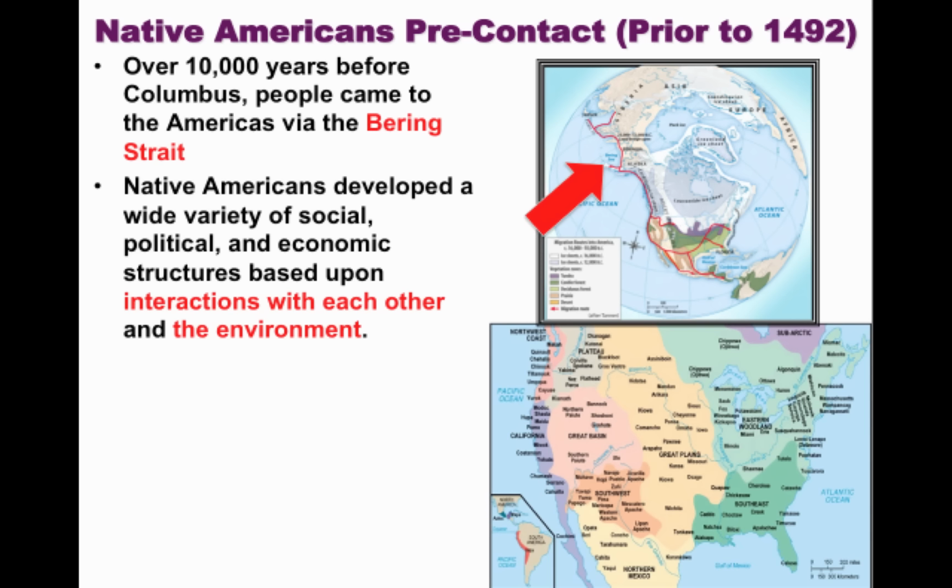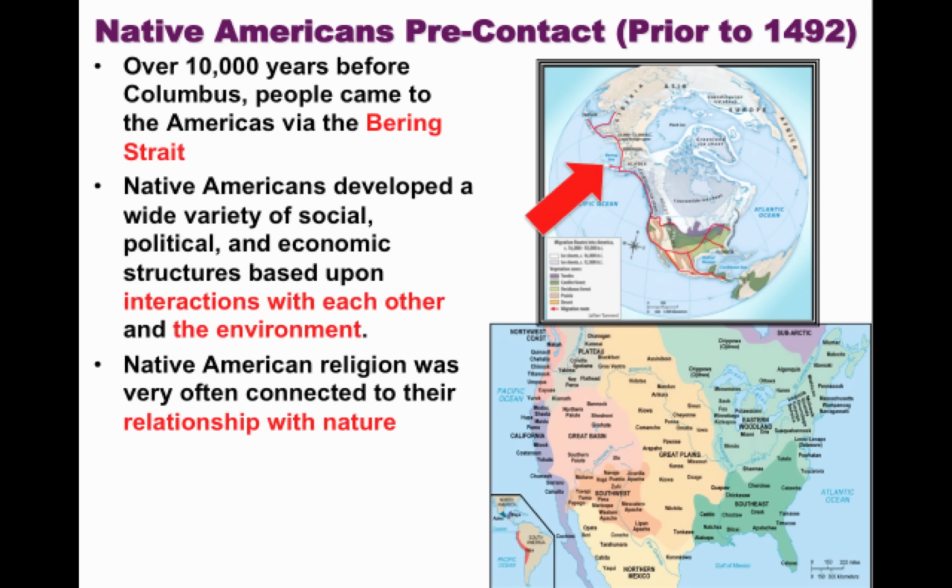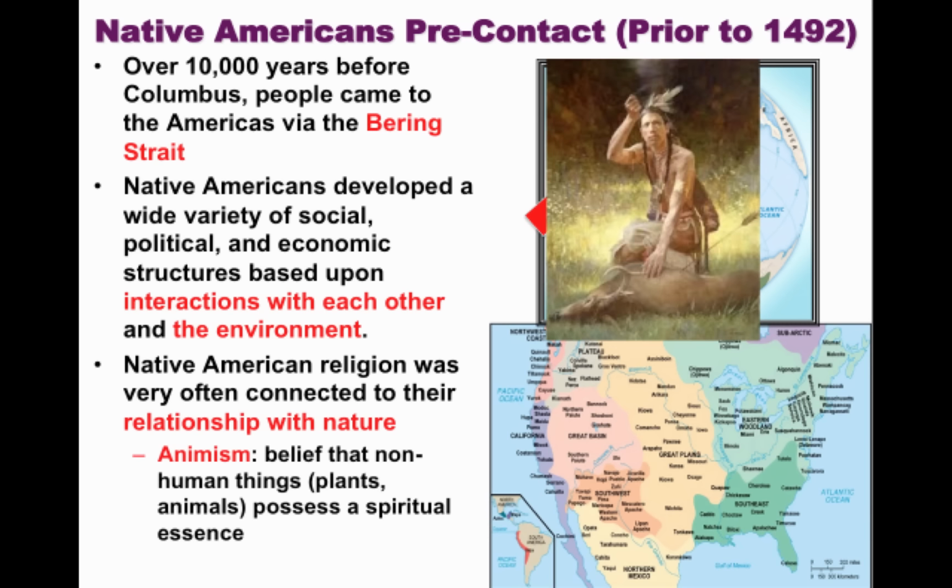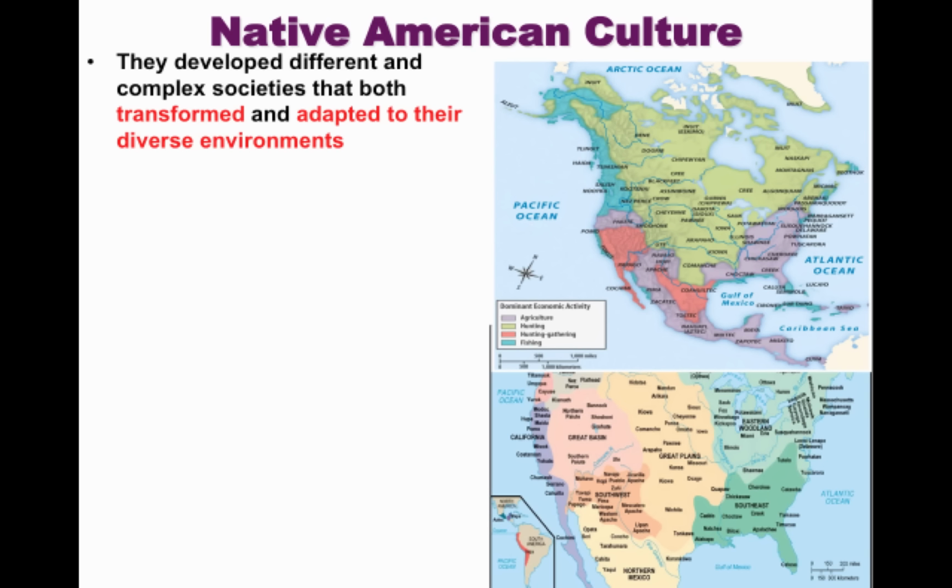Although Native American culture was very diverse, many Native American religions were very often connected to their relationship with nature. And this idea was known as Animism, the belief that non-human things, plants, and animals possess a spiritual essence. So Native American religion was going to be very different than the Europeans that were going to come over to conquer. In fact, the diversity of Native American culture is an important point to keep in mind as Native Americans developed different and complex societies that both transformed and adapted to their diverse environments.